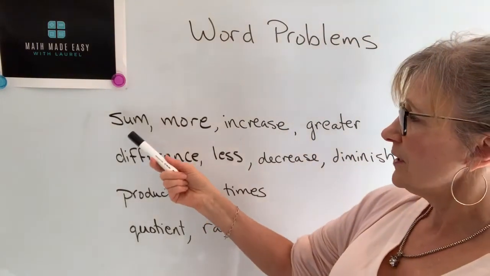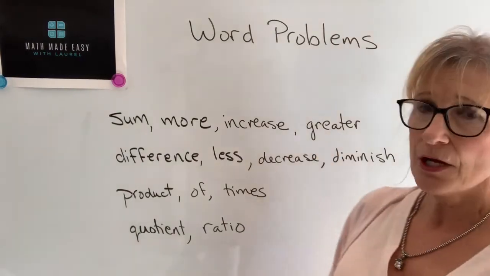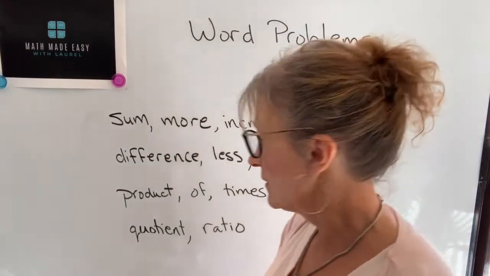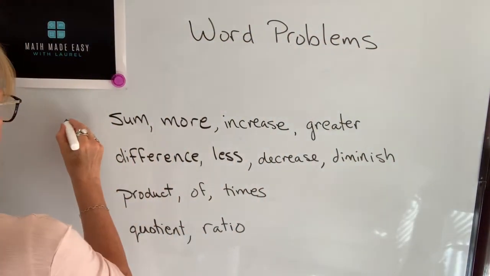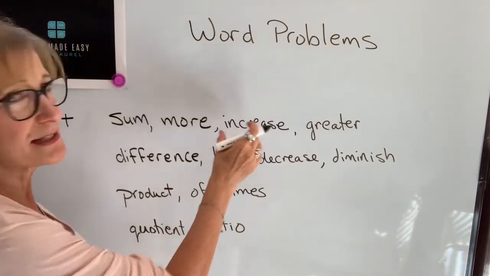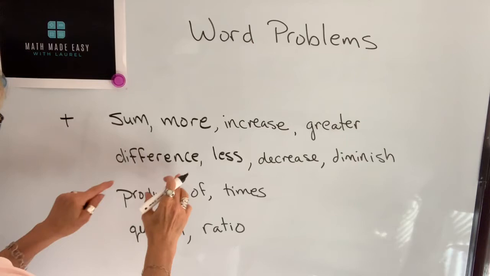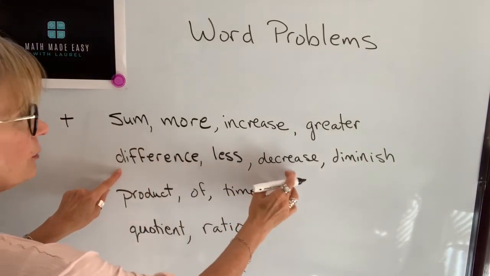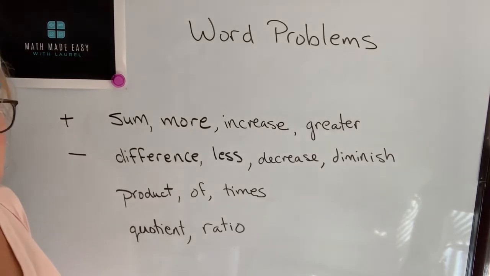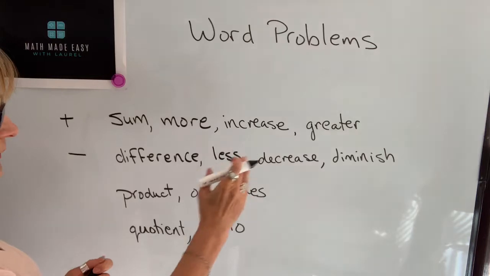If you see the word sum or more or increase or greater, they all mean the same thing. They all mean the operation of addition. So the sum of two numbers, if something is so much more, it means addition. If you increase something, you add. If it's so much greater, it's addition. Similarly, difference, less, decrease, and diminish all represent, or are words that mean, subtraction. That's the mathematical operation you're going to use when you see those words.